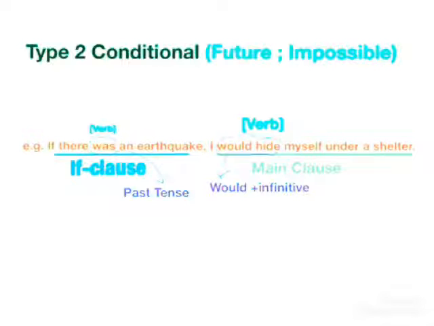Okay, for a type 2 conditional sentence, same as type 1, it talks about something that hasn't happened yet in the future, but it's different from type 1 because it's not likely to happen, it's impossible to happen. For example, take a look at this example. If there was an earthquake, I would hide myself under a shelter. For example, maybe in this country, it's not likely for an earthquake to happen, so we'll use a type 2 conditional sentence. And for type 2, we'll use past tense plus would infinitive.